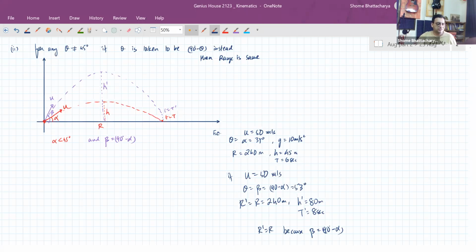So other than an angle of projection of 45 degrees, you can achieve the same range for a given projectile by changing the angle to 90 minus the angle of projection. Even though the trajectory will change, the height and the time will change, it will land at the same position, or at the same range at least.